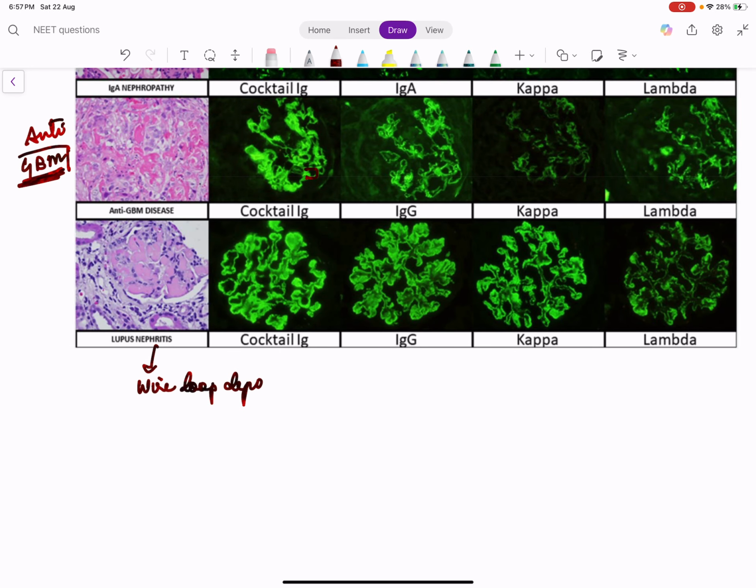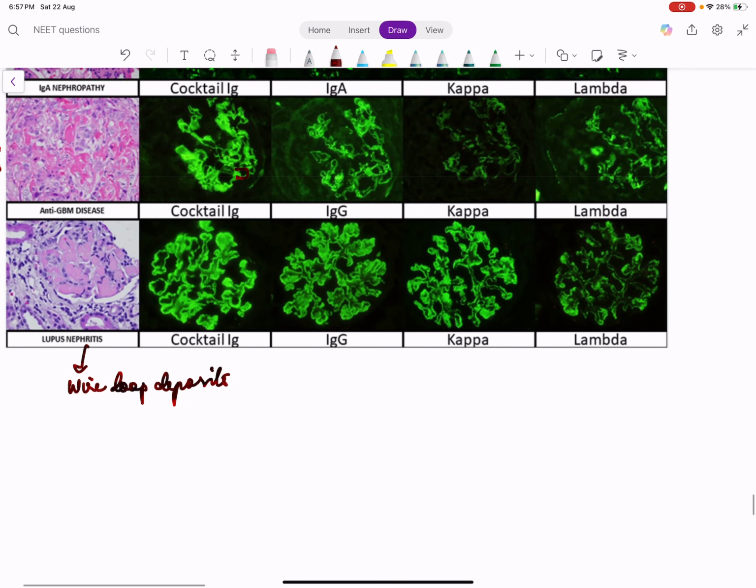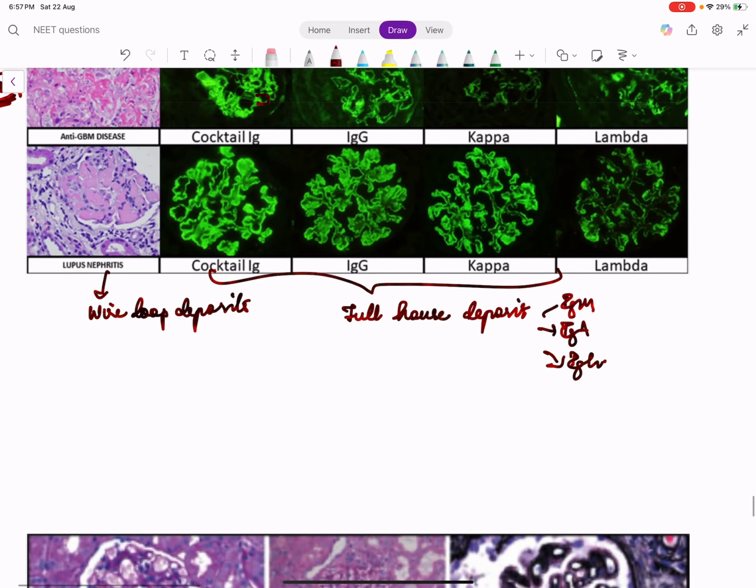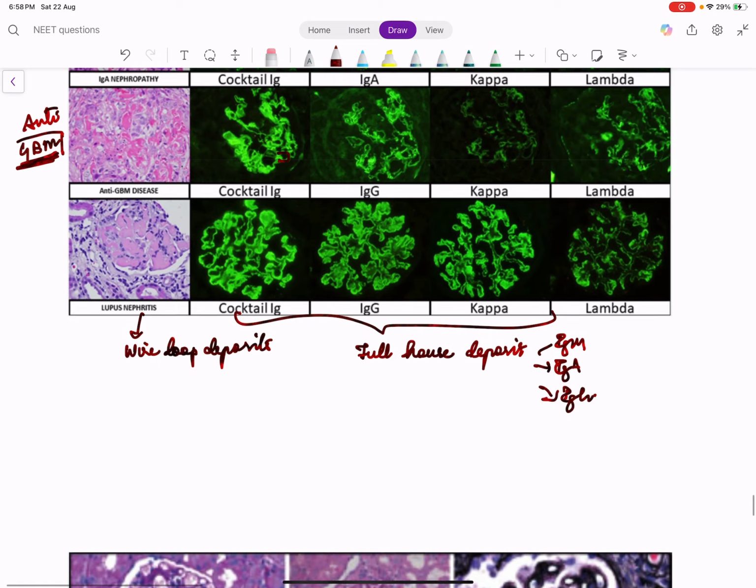Deposits will be wire loop, and in immunofluorescence, we call that deposition the full house effect. That is, all types of antibodies are deposited. IgM, IgG, IgA, everything is getting deposited. In IgA nephropathy, only IgA deposits, right? But in SLE, lupus nephritis, everything deposits.